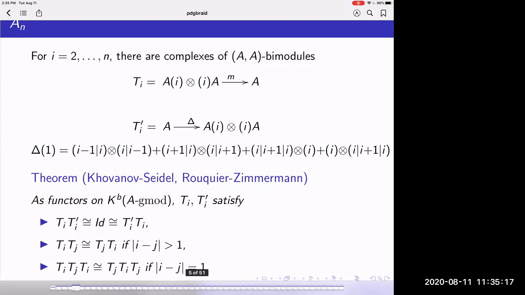Okay, so an important theorem in the subject is due to Khovanov and Seidel, and also independently Rouquier and Zimmermann.